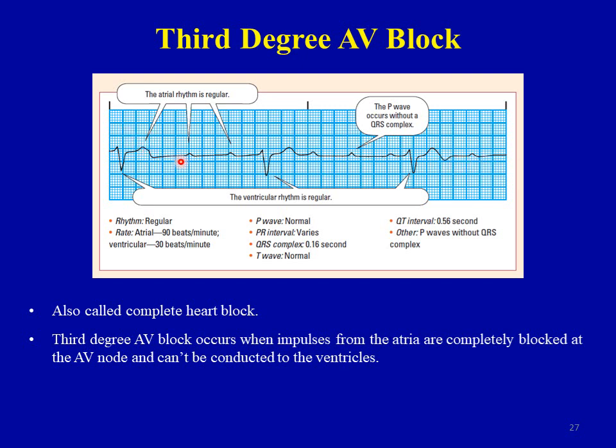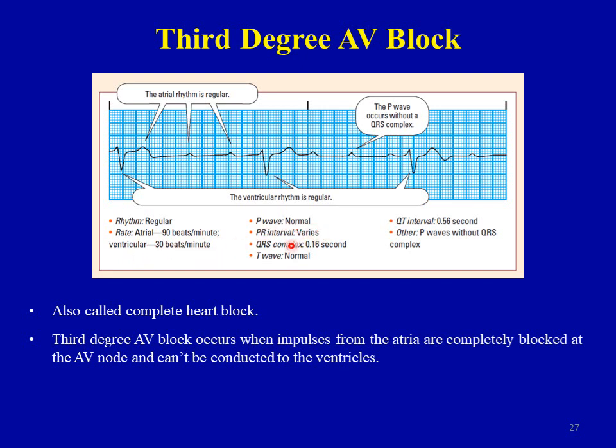Here these are the P waves of the atrial rhythm, which are regular. So the atrial rhythm is regular, and the ventricular rhythm is regular. So it is like an idioventricular rhythm, but there is no relation between the atrial rhythm or the P waves and the QRS complexes. So the rate of the atrial beats is 90 beats per minute. The ventricles, the idioventricular rhythm, is 30 beats per minute.